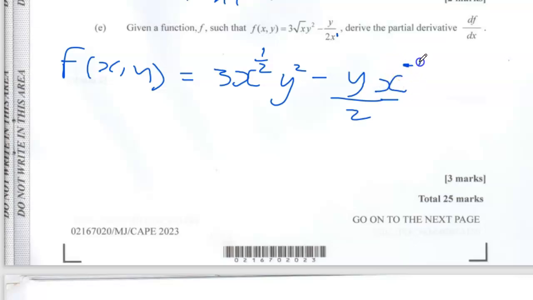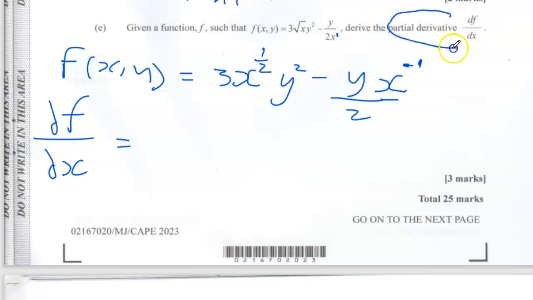So we can rewrite the function as that. Let's differentiate now. Partial derivative. Alright. So we differentiate with respect to x, which means we're going to treat the y as a constant. Since it's with respect to x, we're going to multiply by the x power and subtract 1 from the x power.